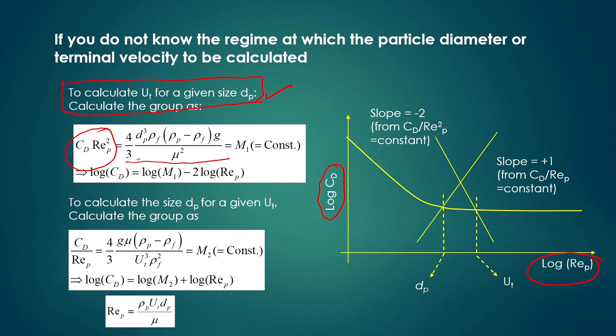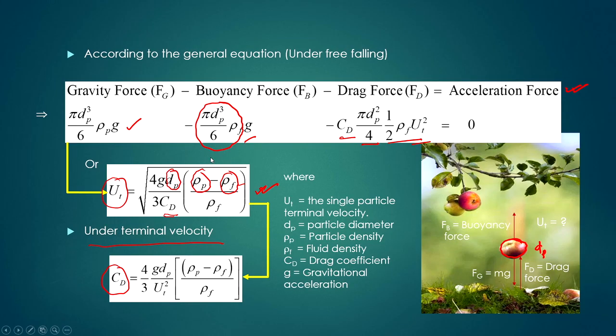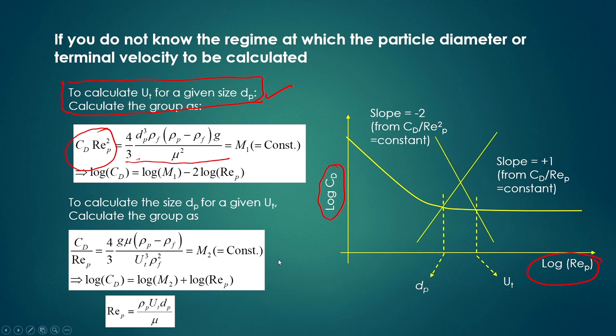Okay. Now, the question is where we are getting this CD value from. The CD value that we have calculated earlier here, this is CD. So here CD into REP square, after simplification, you are getting 4 by 3 dp cube rho f into (rho p minus rho f) into g by mu square. Here it will be constant.